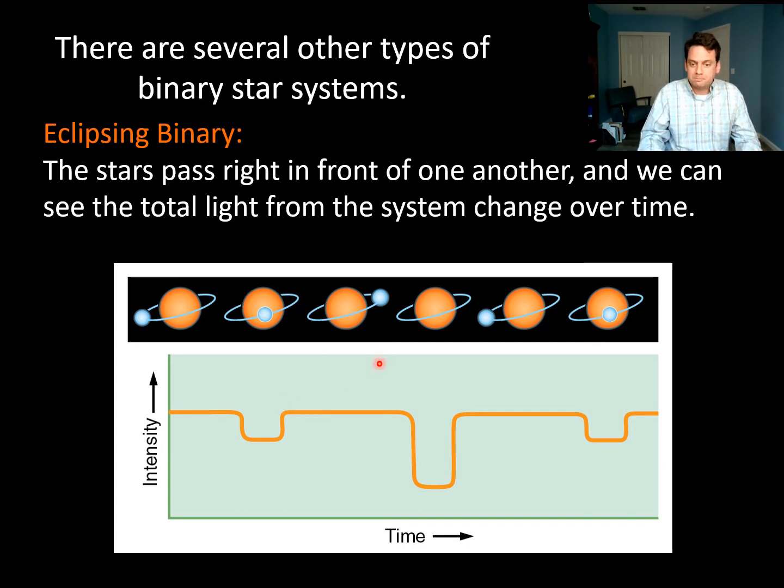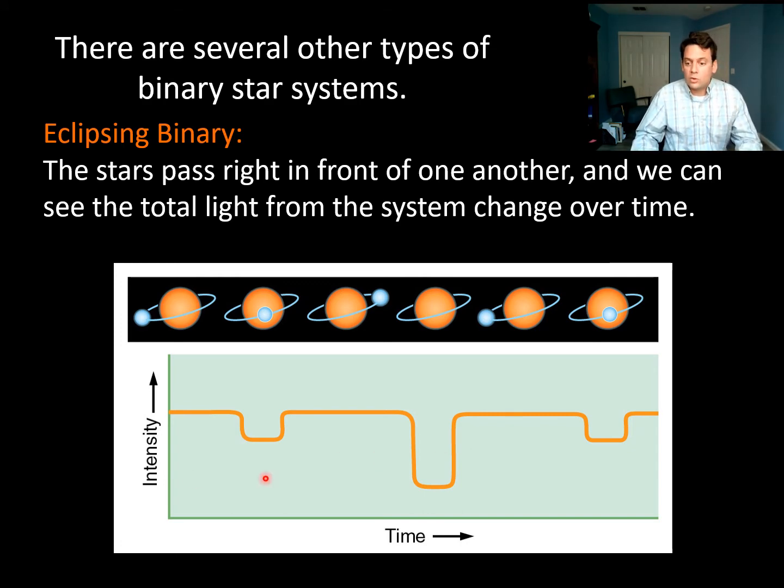But then eventually, the small star will move behind the large star, and now you get a larger dip because you're losing all of the small star's light. When the small star was in front of the big star, you were only losing part of the big star's light. Some of the big star's light still got through. A lot of it did. But when the small star moves behind the big star, you're losing all of that light. None of it gets through the big star, and so the intensity drops further. And then eventually, the small star emerges from behind the big star, and the intensity comes up again.